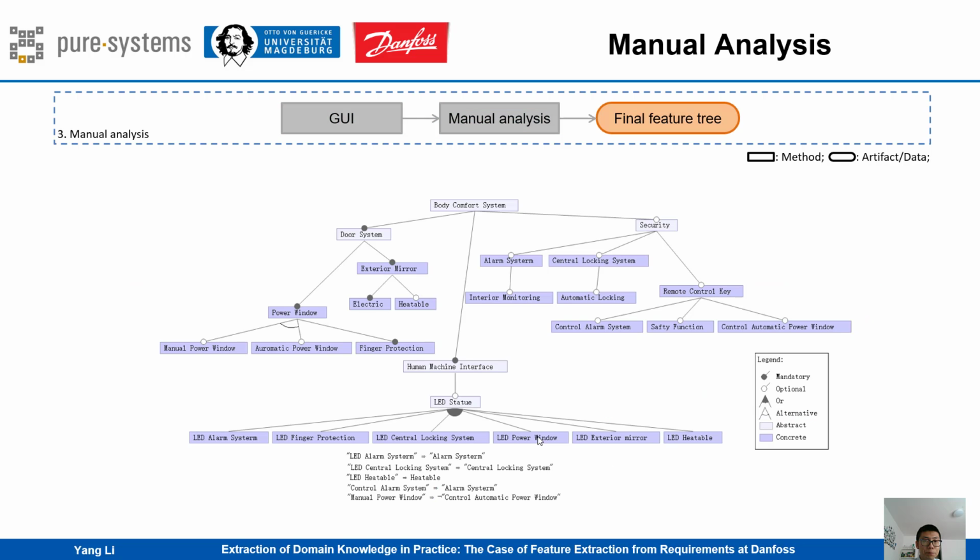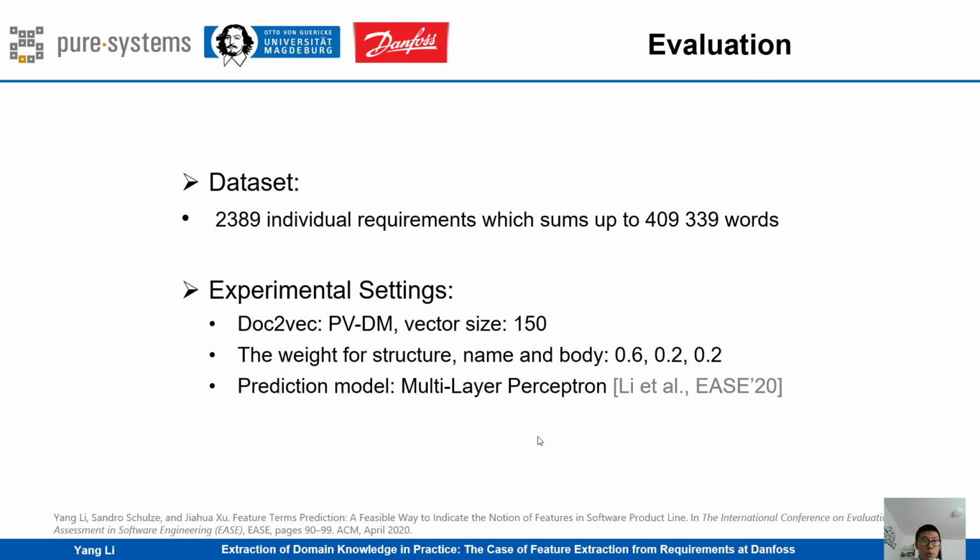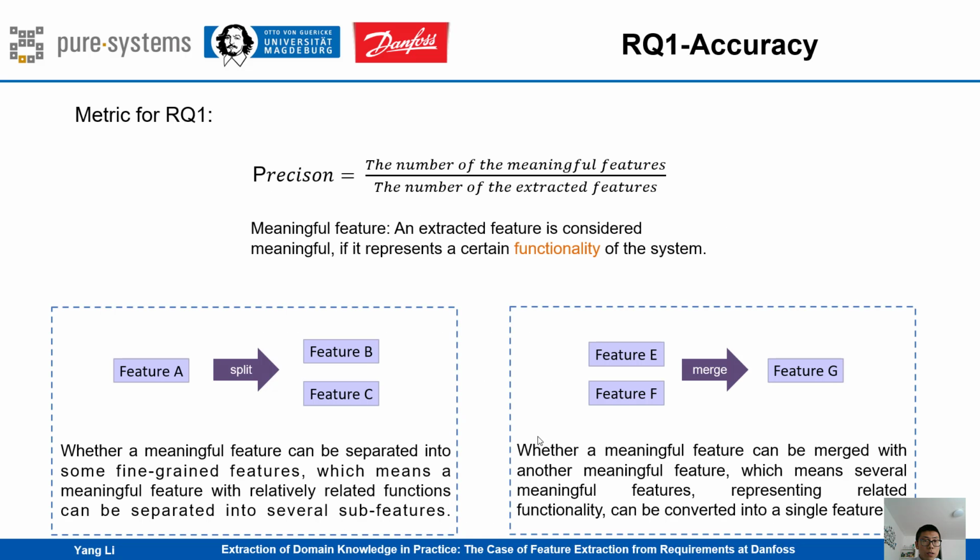The dataset we used from Danfoss contains more than 2,000 individual requirements, which sums up to around 400,000 words. And we also list the settings of document to vector, width, and prediction model used here. Since there is no ground truth of this dataset, we mainly use precision of meaningful features to evaluate the extraction results. A meaningful feature represents a certain functionality.